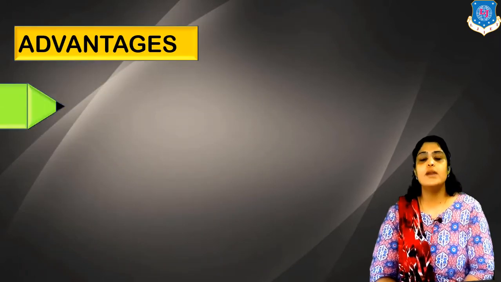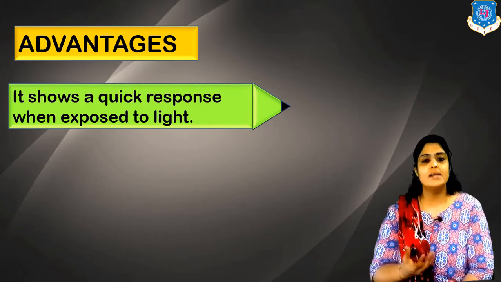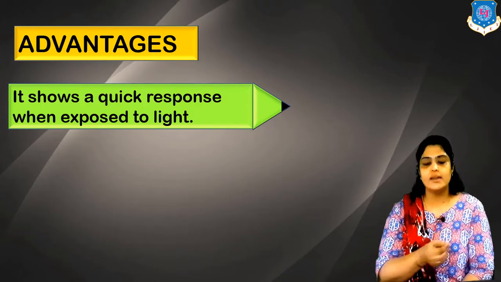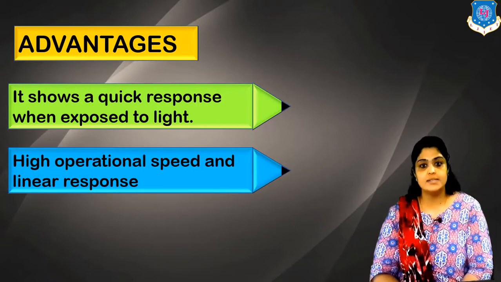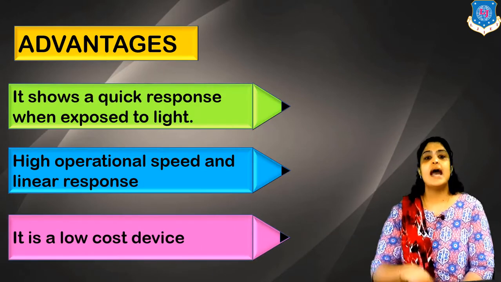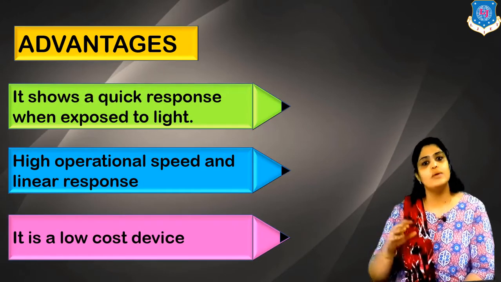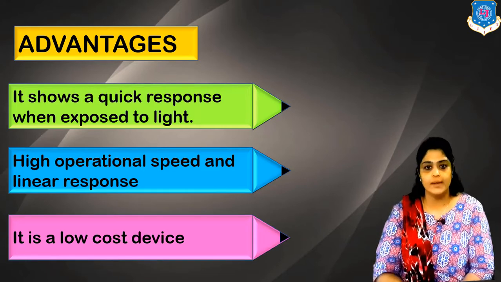Let's discuss the advantages of a photodiode. They have a quicker response to light because of a small cross-sectional area. The moment they absorb light, they give current. So response is very fast. They have a high operational speed and response, and they have low cost. So it's basically a low cost device. It is just a PN junction diode only.